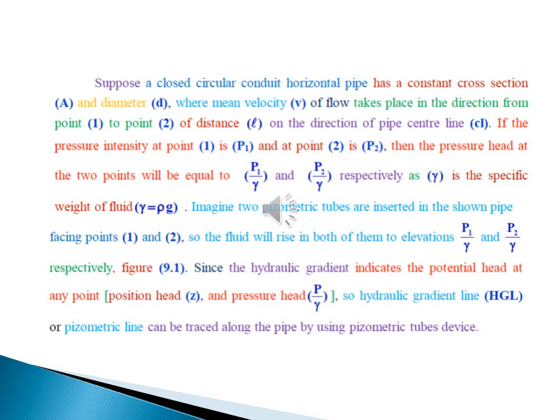Suppose a closed circular conduit, horizontal, has a constant cross section A and diameter D, where mean velocity V of flow takes place in the direction from point 1 to point 2 at distance L along the pipe center line. If the pressure intensity at point 1 is P1 and at point 2 is P2, then the pressure head at the two points will be equal to P1 divided by gamma and P2 divided by gamma respectively, as gamma is the specific weight of fluid, where gamma equals rho multiplied by g. The hydraulic gradient line indicates the potential head at any point, which equals position head plus pressure head.